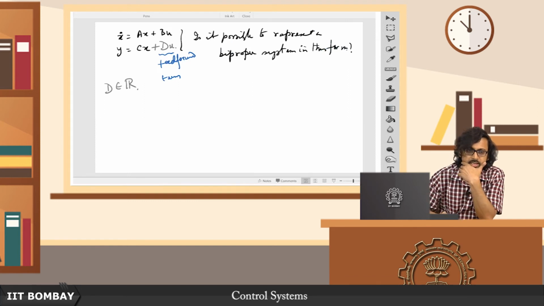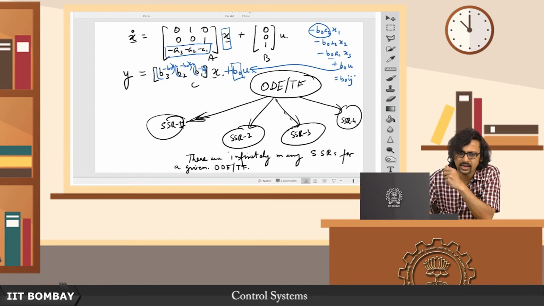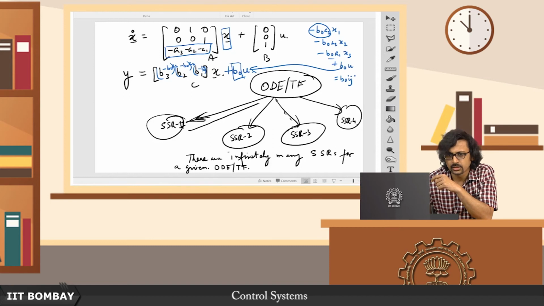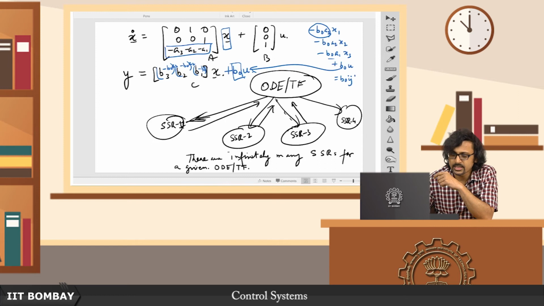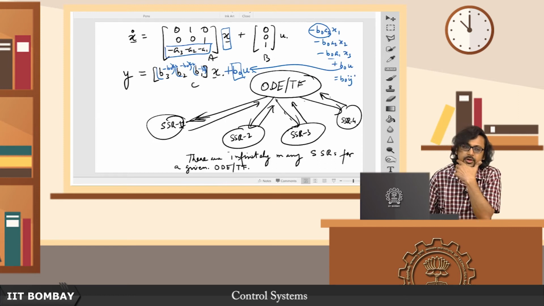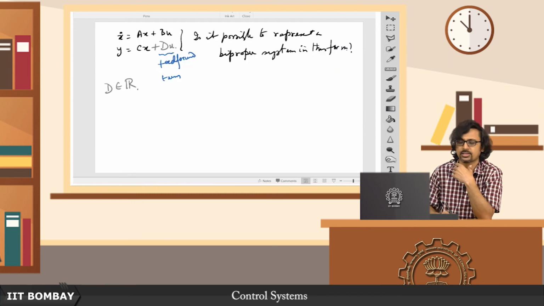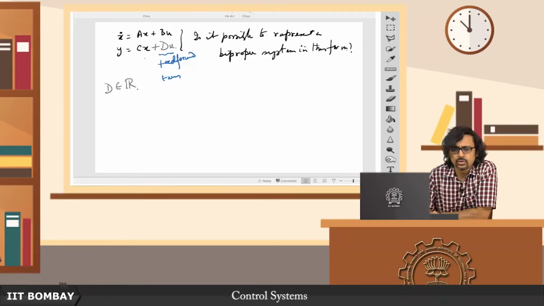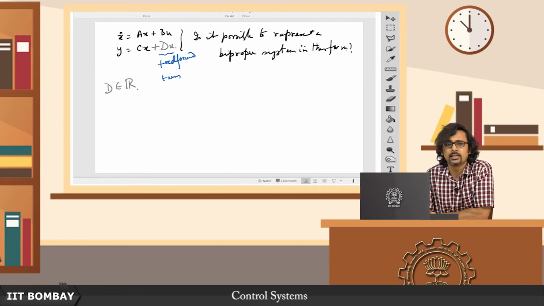Now the next question is, can we go back in the reverse direction as well? So given a state space realization, can we go back and get an ODE or a transfer function back from it? Can we recover this ODE? That is the question that we shall concern ourselves with now, and once we have seen that, that will be the last thing we will see in this lecture.